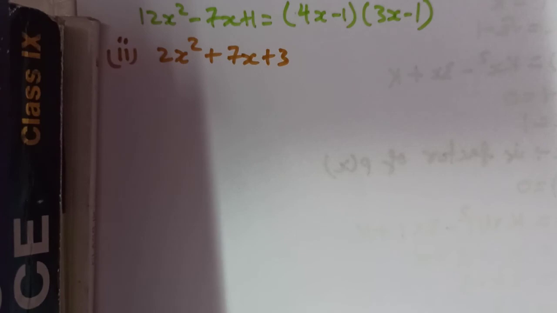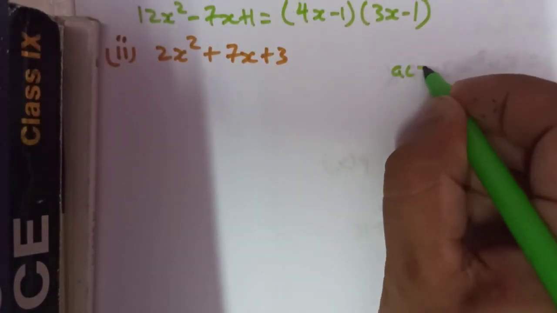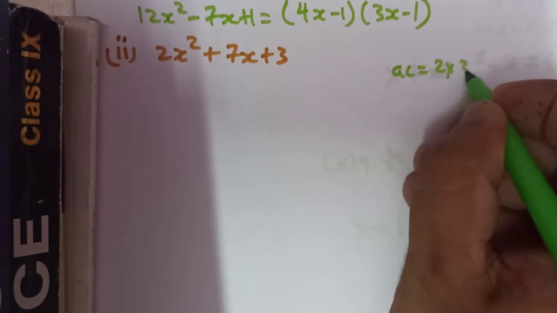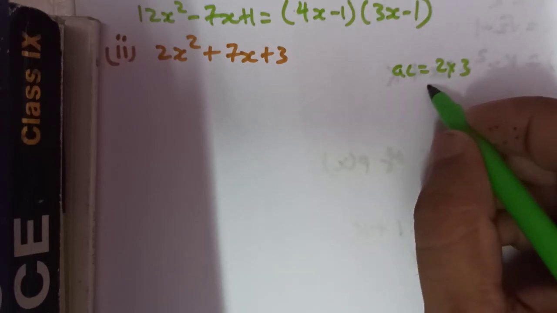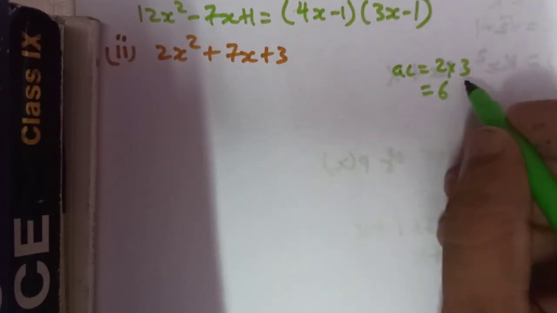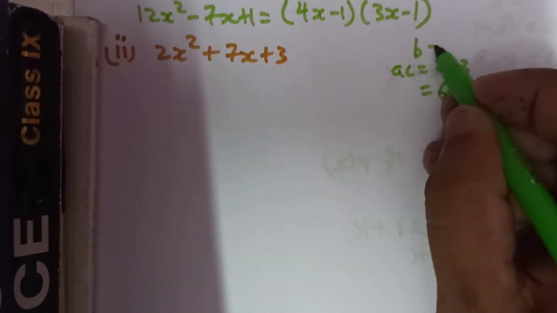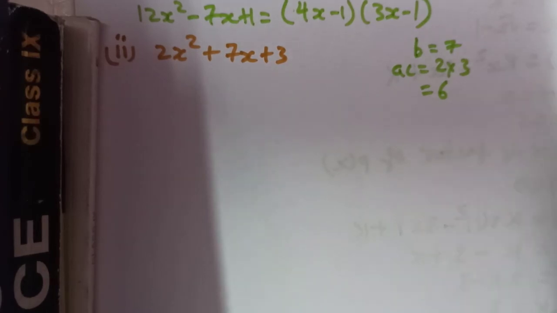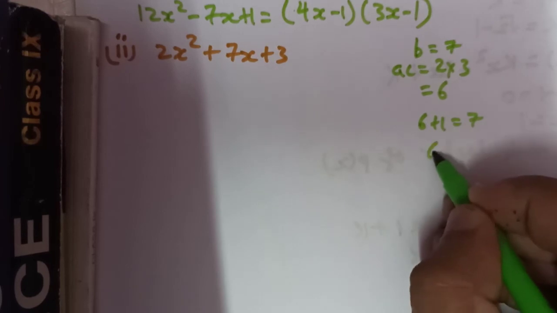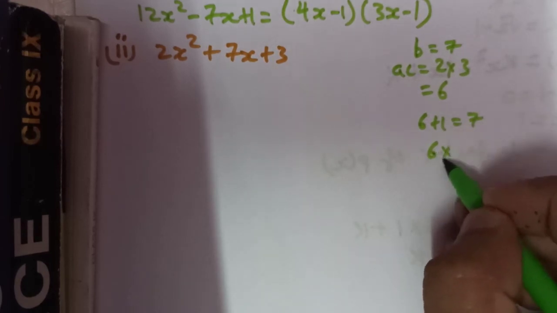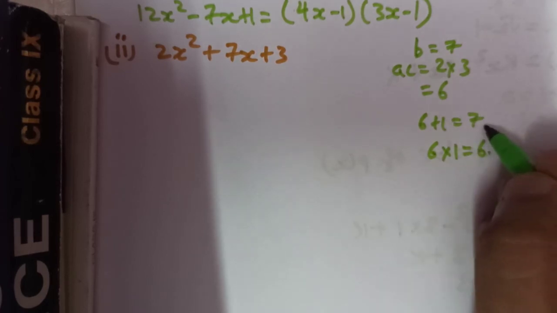Second part, we are having 2x square plus 7x plus 3. Again, if we see the value of AC, that is 2 into 3, that is 6. And if we find out the factors of 6 such that the sum will be equal to plus 7. So 6 plus 1 is 7. Very simple. 6 plus 1 equals 7, and 6 into 1 equals 6.